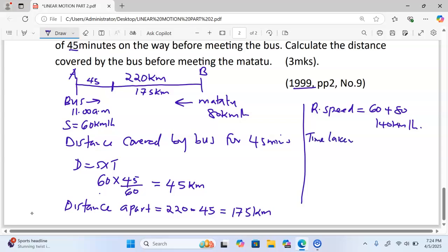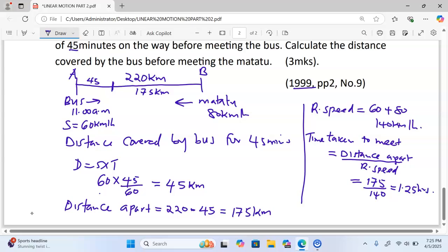Once we have the relative speed, we can calculate the time taken to meet. To get the time taken to meet, we simply take the distance apart between the two vehicles and divide by the relative speed. The distance apart is 175. We divide by the relative speed, which is 140, and this is going to give us 1.25 hours.